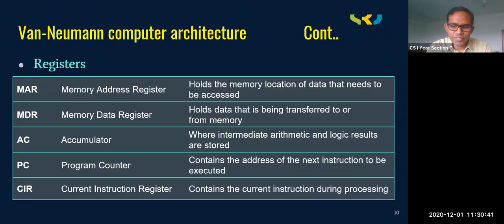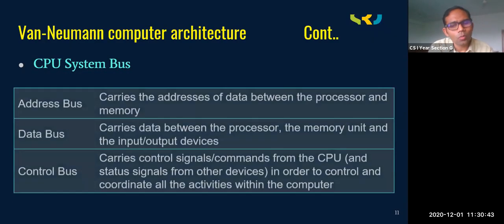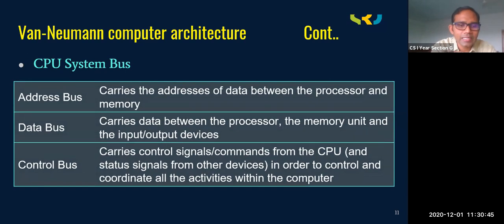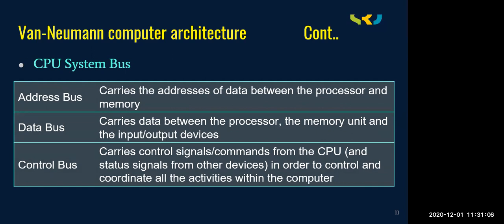Now, apart from registers, we have buses. What do you mean by bus? A bus is a wire that connects multiple devices, memory, etc. A bus is a wire inside a computer, but we are not going to call it a wire, we are going to call it a bus. How many types of buses are there in von Neumann architecture? Three types: address bus, data bus, and control bus.